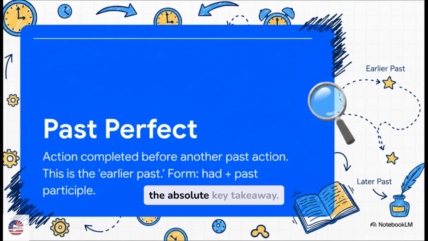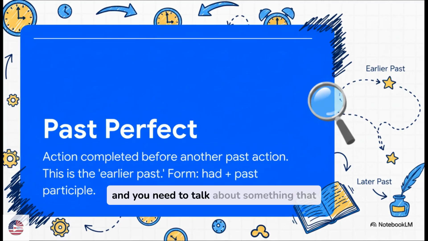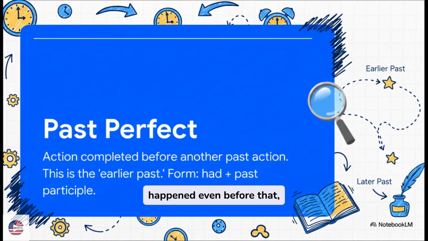So here's the absolute key takeaway. The past perfect is for what we call the earlier past. When you're in the middle of a story that's already in the past, and you need to talk about something that happened even before that, that's when you use it. And the form is always super simple. It's just had plus the past participle of the verb.